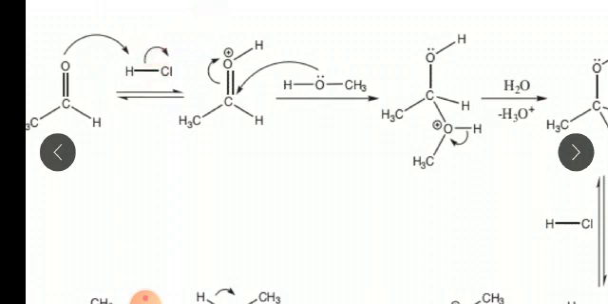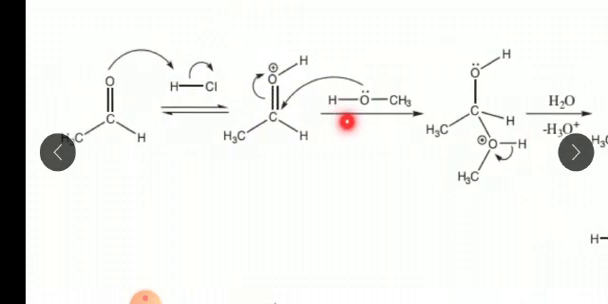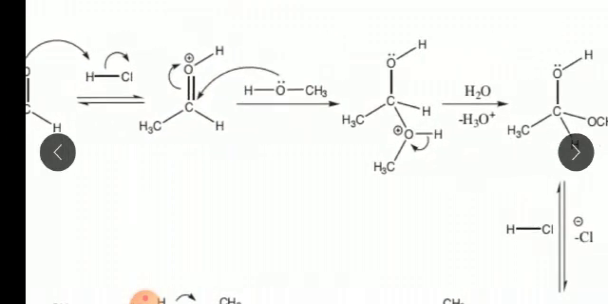So what will be the next step? If the hydrogen is added here, it becomes OH, right? And Cl minus is removed from this compound, because H plus acts as a catalyst. This is the first step. The second step is addition of methanol. In methanol, the pair of electrons on oxygen migrates towards the carbon center.